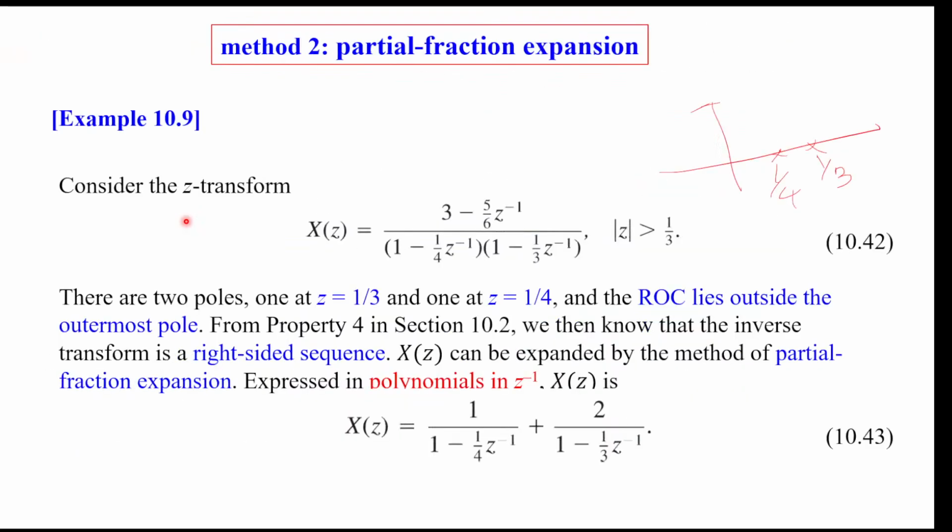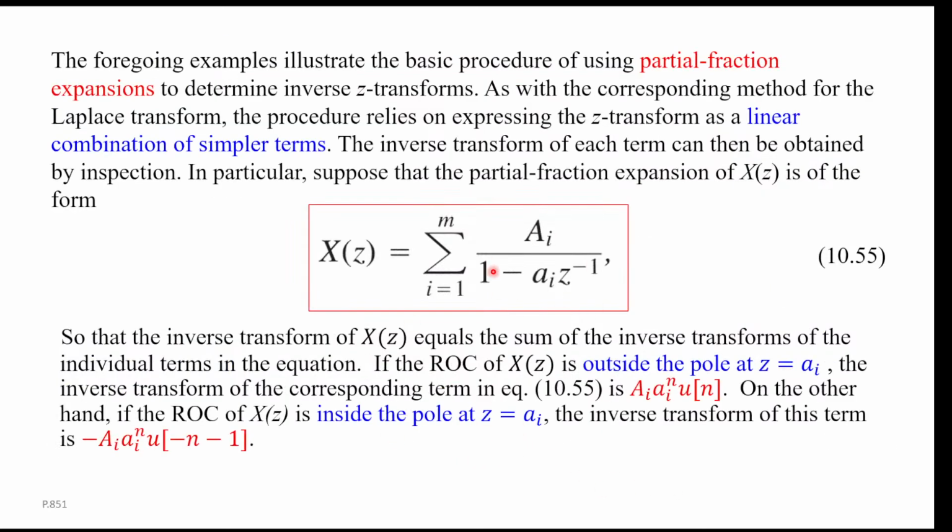We don't usually do this, and most of the time we do partial fraction expansion. For example, we have this ROC, and we want to do partial fractions in terms of z to the minus 1. We want to express it as partial fractions with terms like 1 over 1 minus a z to the minus 1. Then we determine whether the ROC is outside of this a or inside of this a, and inverse transform to a right-sided signal or left-sided signal. And for higher order, we can use the inverse transform table.